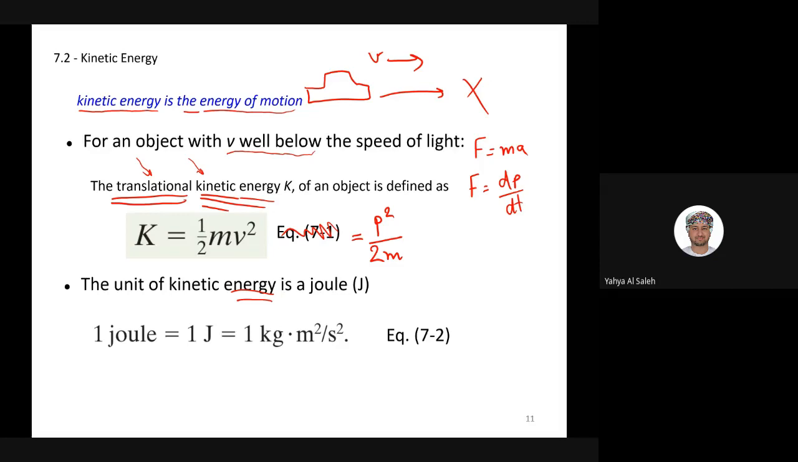Okay. Joule is the unit of kinetic energy, but can anyone think of some other unit for energy in general, not even kinetic energy, just energy? Can anyone think of a different unit? Electron volt. Okay, electron volt is an excellent unit of energy. It's a tiny unit of energy, which makes it ideal for use in particle physics and quantum physics.